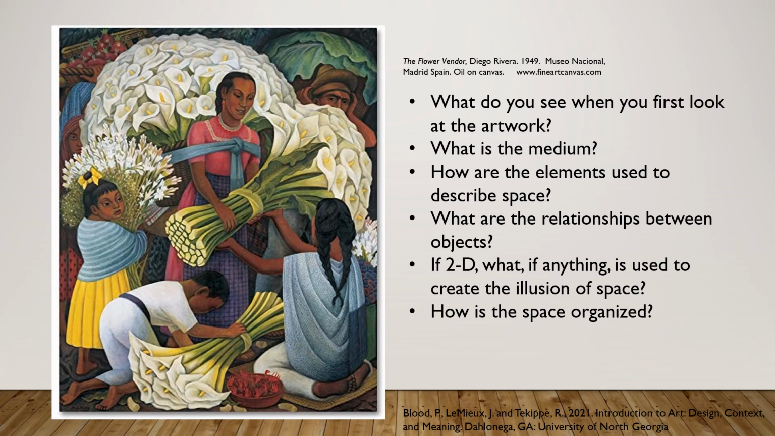So the medium we can see is oil on canvas. We see overlapping, it creates space. The relationship between the objects, it's very kind of a tightly woven, almost a circular kind of thing between the woman and the girl in the blue, and then the boy, and then the girl with the yellow bow. It is a two-dimensional artwork, so they use value changes to create the illusion of depth, and there's all that overlapping.